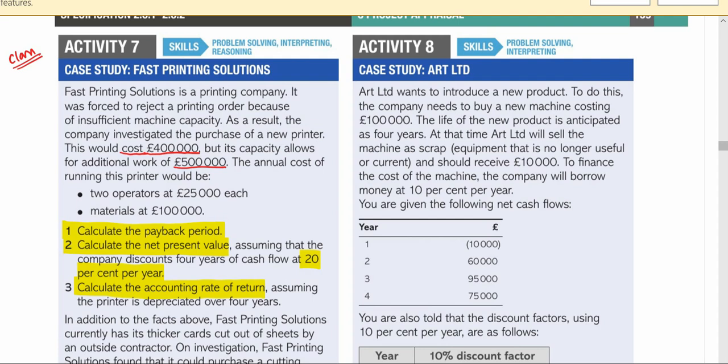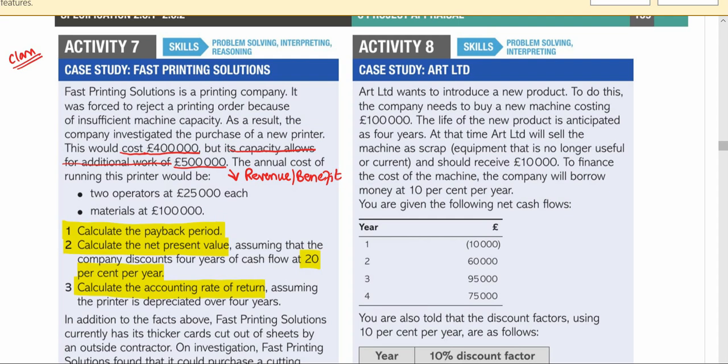I think there should be the sales given in the question for this printer. But its capacity allows for additional work of 500,000. So this is the revenue, 500,000, the revenue that we will earn by incurring the 400,000 cost. So this 500,000 is our revenue, or you can say the benefit that we will earn from the new printer.